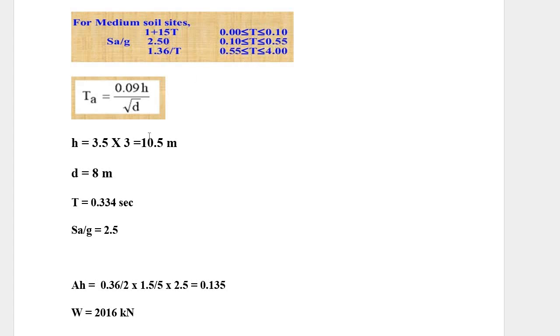So go back to these three conditions. Check that this 0.334 lies in the second condition, that is, it lies between 0.1 to 0.55. So the rho A by G value is 2.5. Next, substitute all these rho A by G, Z, I, R in AH. We will get 0.135. This AH value is ready.